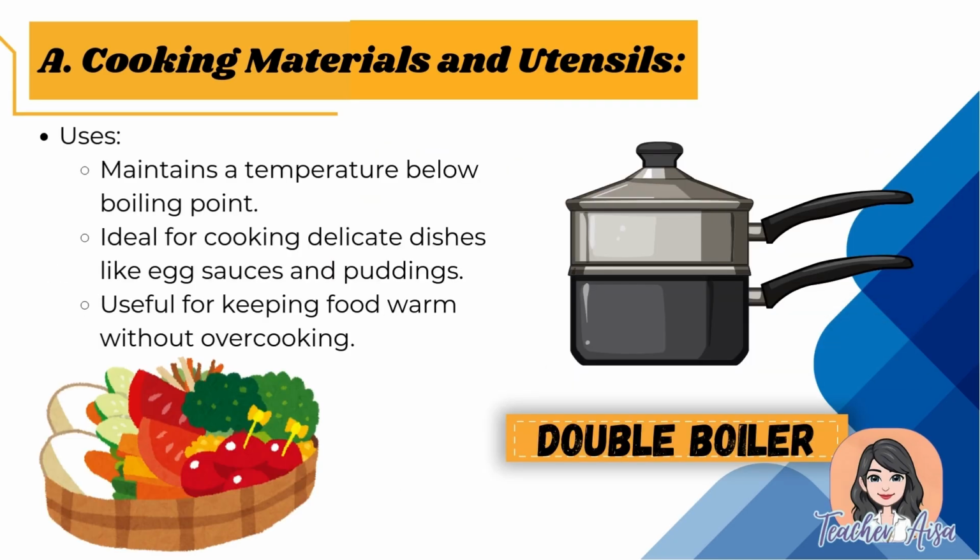Double boiler. Uses: maintains a temperature below boiling point. Ideal for cooking delicate dishes like egg sauces and puddings. Useful for keeping food warm without overcooking.